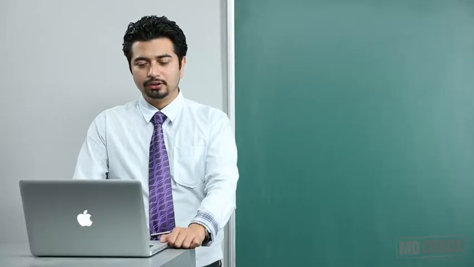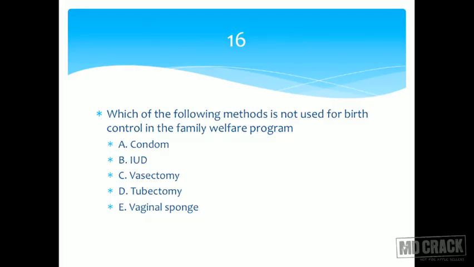The next question is: which of the following methods is not used for birth control in the family welfare program? The question asks you which of them is not used. All of them are used for birth control, but all of them are not provided by the family welfare program. The ones which are really important would obviously be provided, and the miscellaneous ones are not provided. So the question asks you what is included and what is not included. So here, not only do you need to know what a contraceptive method is, you also need to know what contraceptive methods are recommended by the family welfare program.